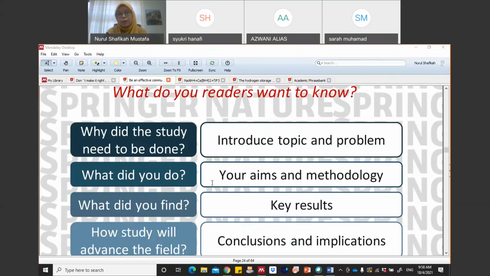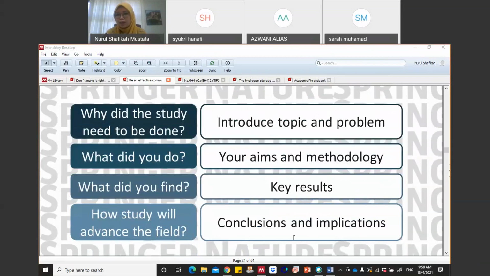And what did you do? Your aims and your method. And what did you find? Your key result. Don't put all the results, just put the key result. Maybe we have a lot of results inside our manuscript, right? But choose the main result yang you nak letak dalam you punya abstract, sebab abstract maybe around 250 to 300 words only. So put the main result, the supporting results you just explain in your manuscript. But the key result you letak dalam abstract. And how the study will advance the field, the conclusion and implication.